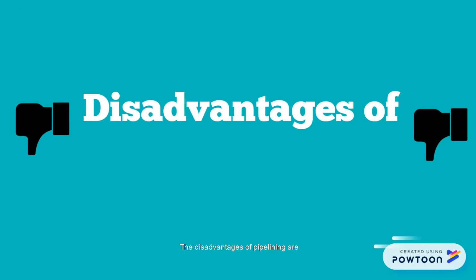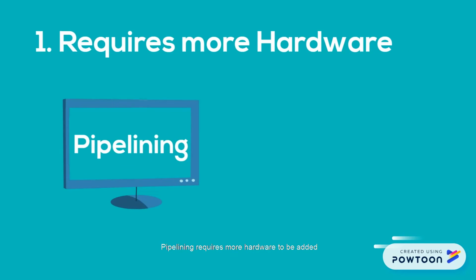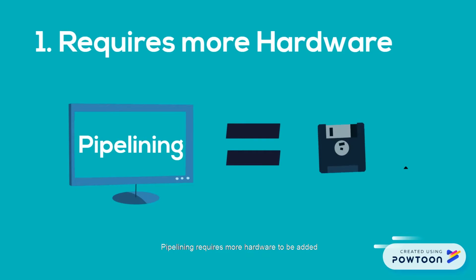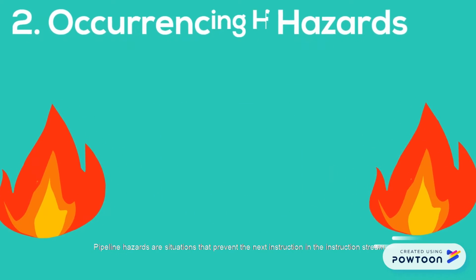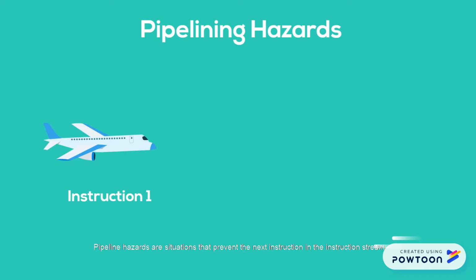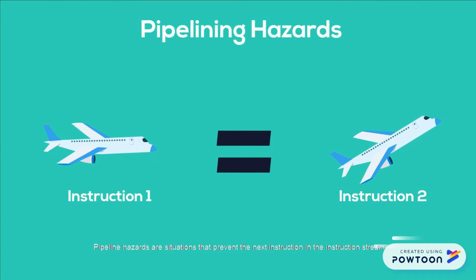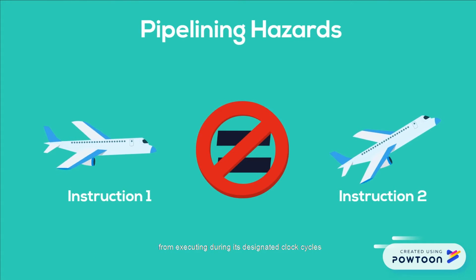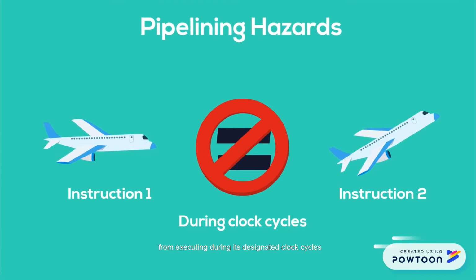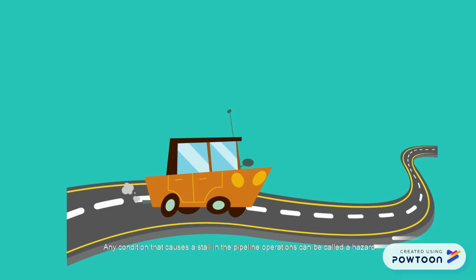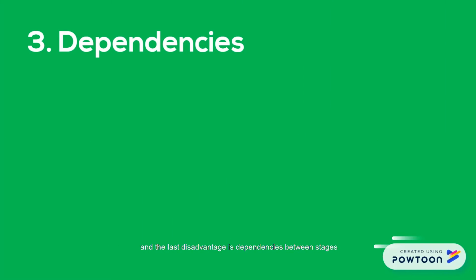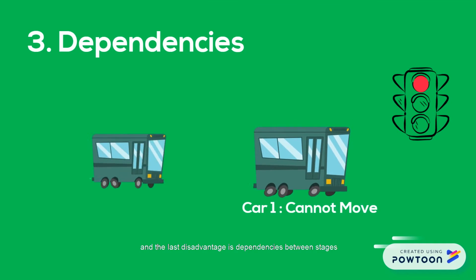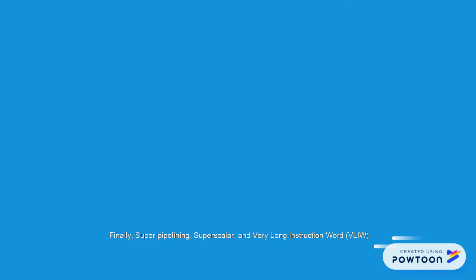The disadvantages of pipelining are: pipelining requires more hardware to be added. Pipelining hazards may occur. Pipelining hazards are situations that prevent the next instruction in the instruction stream from executing during its designated clock cycles. Any condition that causes a stall in the pipeline operations can be called a hazard. And the last disadvantage is dependencies between stages.